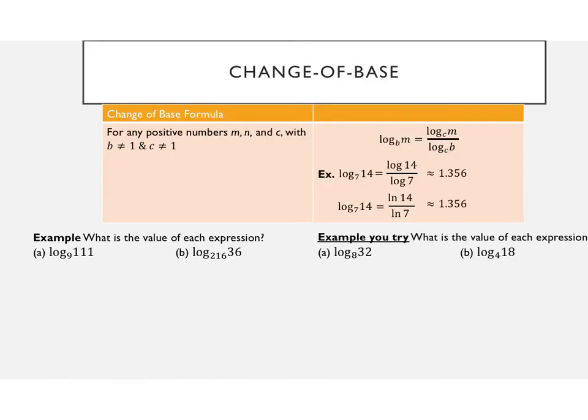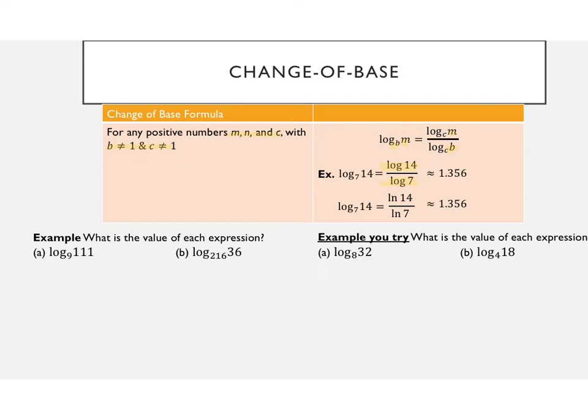If we look at how we would do logarithms with different bases, we have this thing called the change of base formula, for any positive numbers m, n, and c, where b and c are both not equal to 1. Notice we have the base of the logarithm. You can do log base 10 or log base e, because I have a calculator button for that. If I do log of the large number over log of the small number, we get log base 7 of 14. It's really that simple.